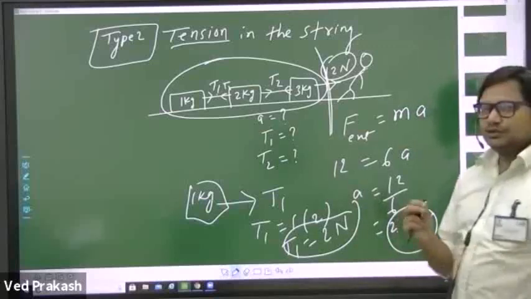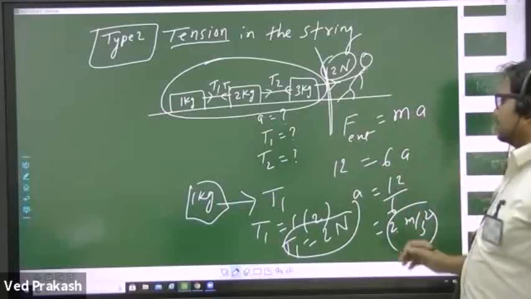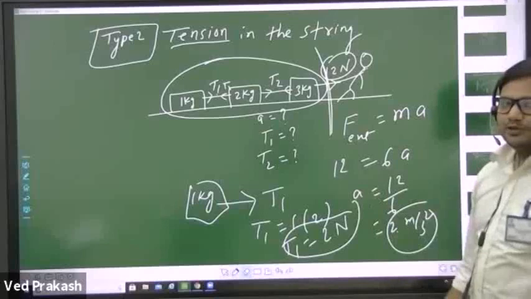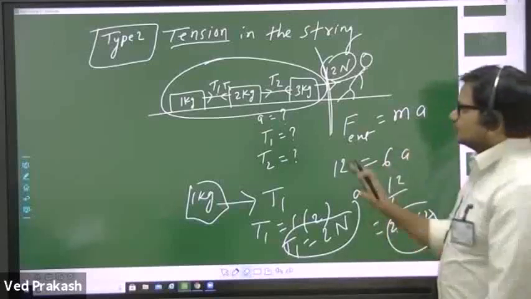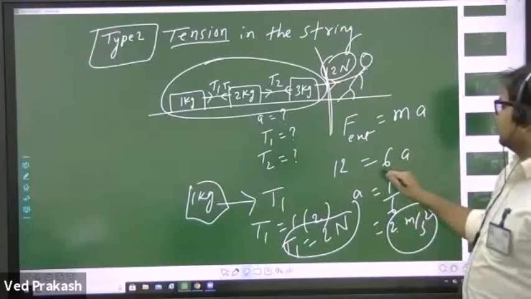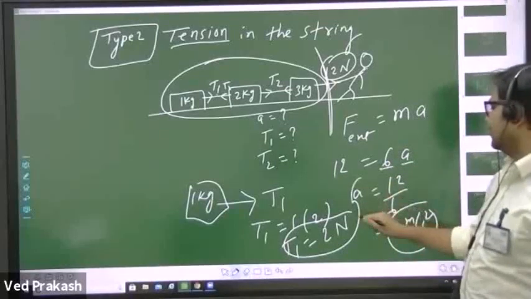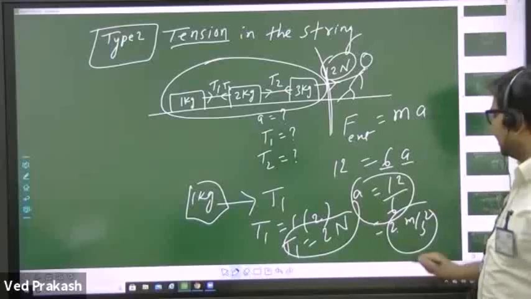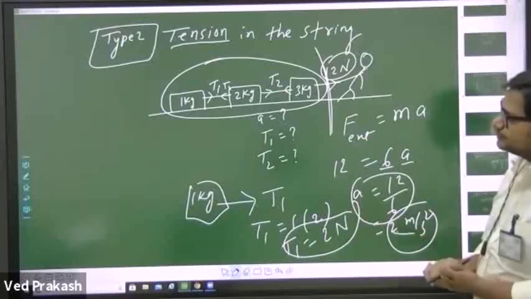So according to Newton's second law, F equal to ma. F external is 12 Newton, which is equal to mass into acceleration. What is the mass? 3 plus 2 plus 1, total mass is 6 kg. So 12 equals 6 into a. From here we can find this value a as 2 meter per second square.